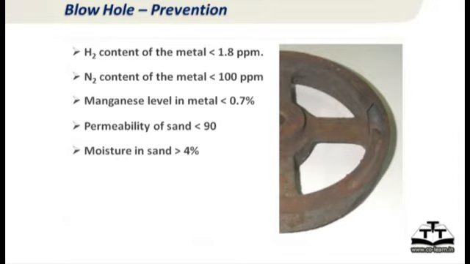How to prevent the blowhole? This may be important for you. One is if you can somehow manage to keep the hydrogen content of the metal below about, let's say, 2 parts per million. Nitrogen content has a much safer limit, so you can go up to 100 ppm. And manganese, permeability of the sand, if you can keep it good, it should be not less than 90. And I think the other two got reversed. Moisture less than 4%, you can have conditions for preventing blowhole.